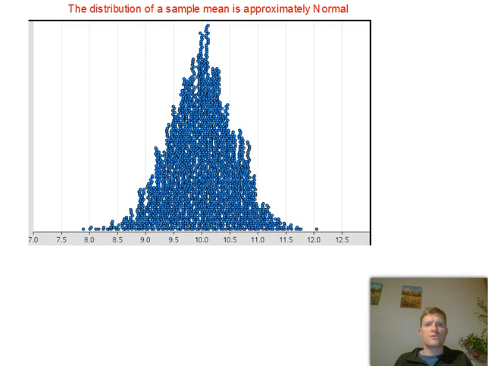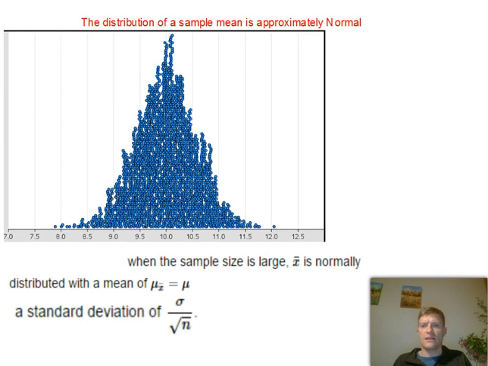Well, the distribution of the sample mean, we will notice, will be approximately normal. And there's our normal distribution there. It's important to realize that, because we're going to draw on our normal distribution statistics to analyze the distribution of sample means. When the sample size is large, and that's the key idea here, it has to be a large size.